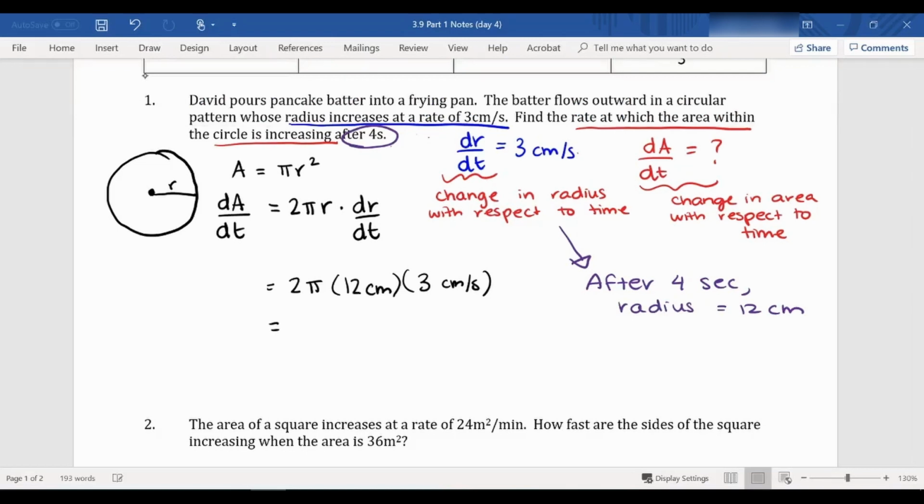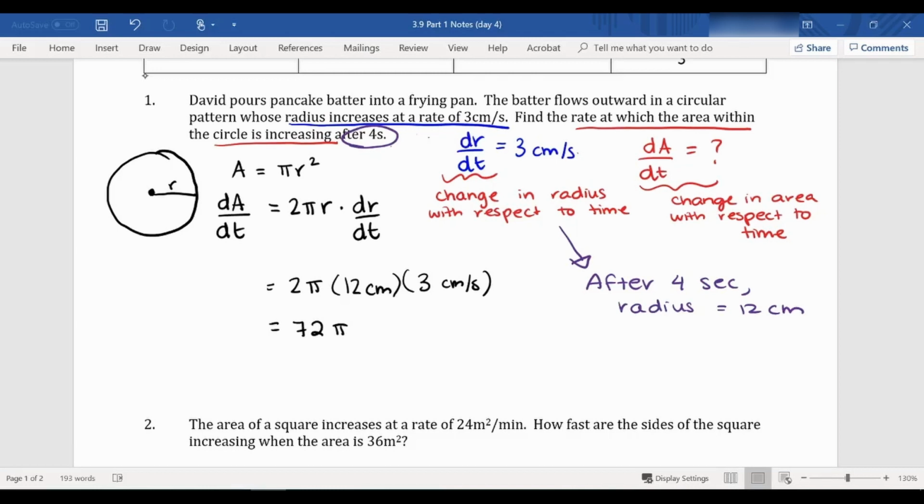And if I multiply all this together, 2 times 12 times 3 gives me 72 pi. I'm going to leave it like this. Usually you want to just leave the pi there. You could multiply it out, but when you check your answers, you might find that it looks like you're wrong. You're not, but it's neater to write it like this.